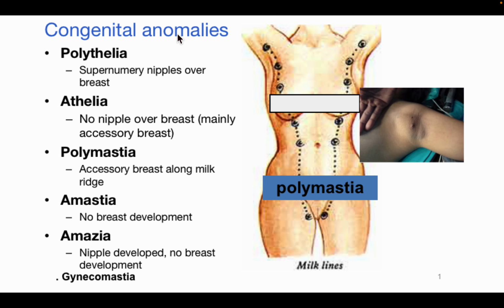Among other congenital anomalies, we can see polythelia, that is, supernumerary nipples over the breast. Athelia is the absence of the nipple over the breast. Polymastia is an accessory breast along the milk ridge. Amastia is no breast development, and amazia is when the nipple is developed but there is no breast development. In some cases there is a condition known as gynecomastia.